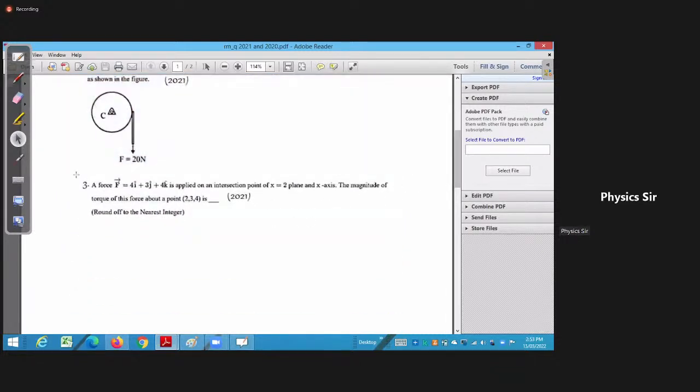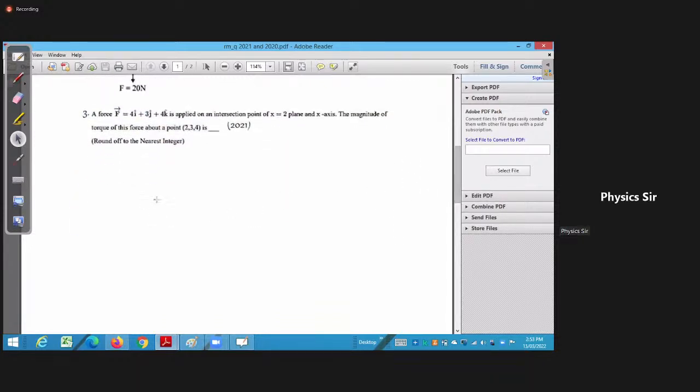Here is the next sum. Let's do the sum here only. So this is the third sum. What they are saying: a force of 4i plus 3j plus 4k is applied on the intersection point of x equals 2 plane and x-axis. I have to calculate the magnitude of the torque of this force about a point. What is the formula for the torque? The formula for the torque is vector r cross vector F. And how to find vector r cross vector F?